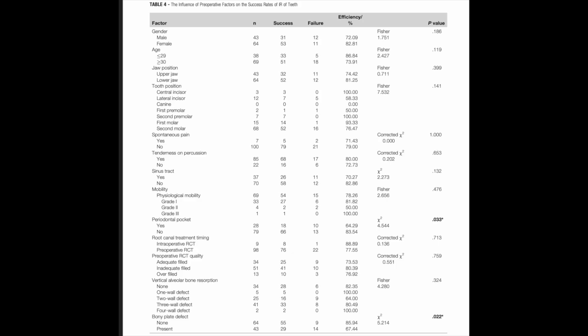And before surgery, 93.71% of the affected teeth had undergone root canal treatment, and the success rate of teeth without periodontal pockets was significantly higher than that of teeth with periodontal pockets. The percentage was 83% versus 64%. The success rate of teeth without bony plate defects was significantly higher than that of teeth with bony plate defects, 85% versus 67%, and other preoperative factors had no statistically significant impact on the success rate.